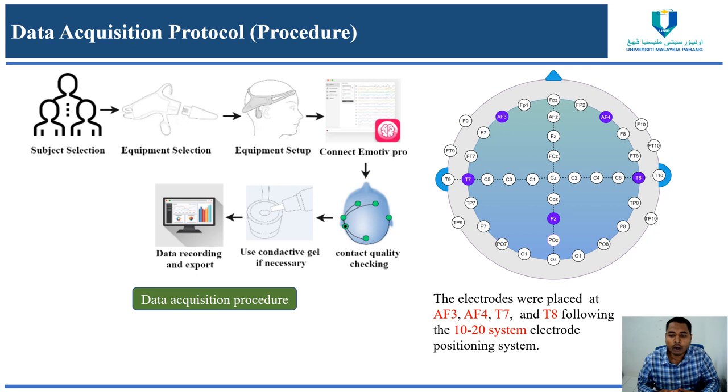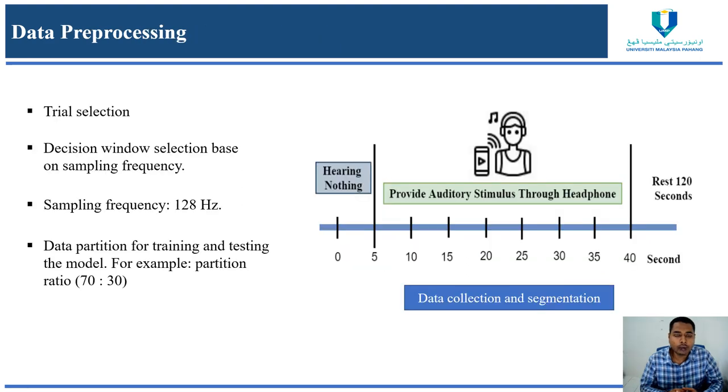In this study, the electrodes were placed at F3, F4, T7 and T8 following the international 10-20 system. From each subject, we collect multiple trials, and each trial contains data of 40 seconds. From each trial, we cut the first 5 seconds of data and achieve 35 seconds of data. The sampling frequency of this device is 128 Hz. Based on the sampling frequency, we segmented the dataset into two decision windows, 1 second and 2 seconds. Each subject is provided a 60 to 80 decibel auditory stimulus through headphones.